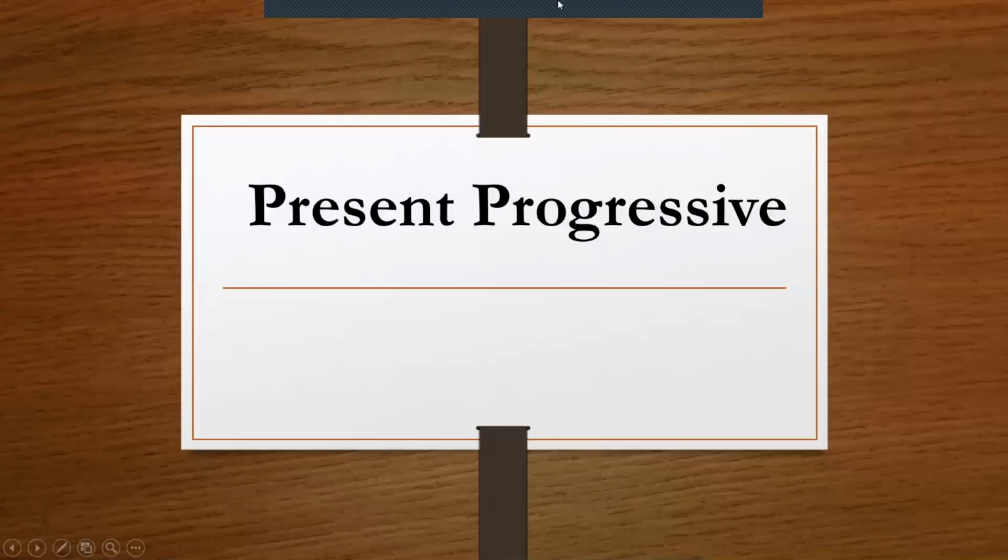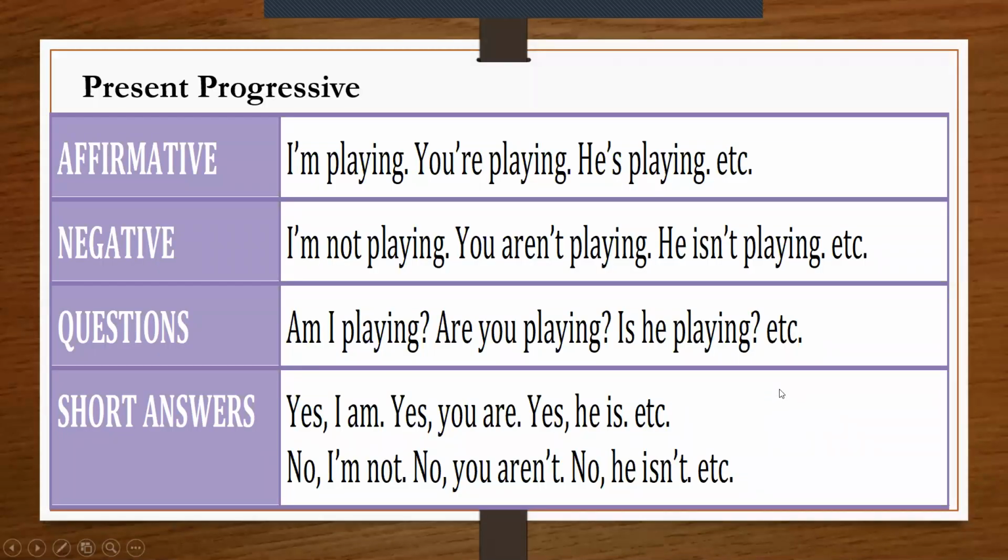Present progressive. In the affirmative, we use the subject, the verb to be, and the verb in the ing form. For example, I'm playing, you're playing, and he's playing. In the negative, we use the same plus not. I'm not playing, you aren't playing, he isn't playing.